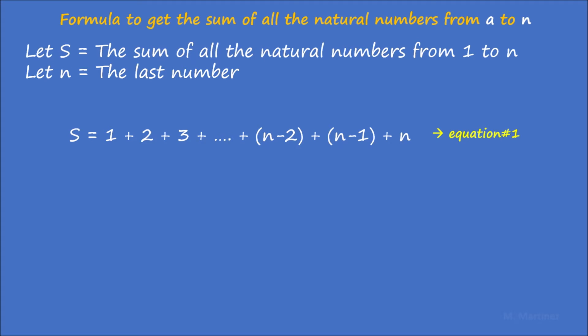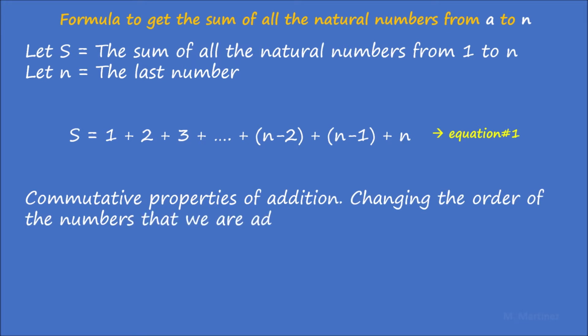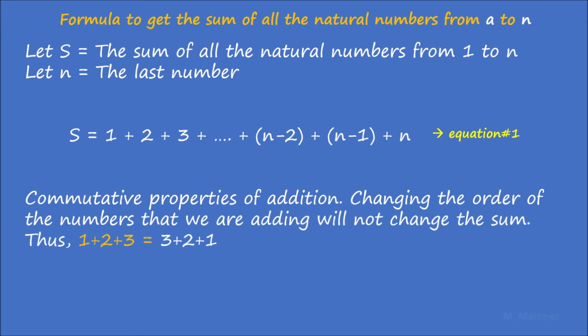If you remember the commutative property of addition, it states that changing the order of the numbers that we are adding will not change the sum. Thus, 1 plus 2 plus 3 is the same as 3 plus 2 plus 1. Therefore, from equation 1, we can also say that s equals n plus n minus 1, plus n minus 2, plus all the natural numbers until we reach the first number 1. Let's set it as equation number 2.